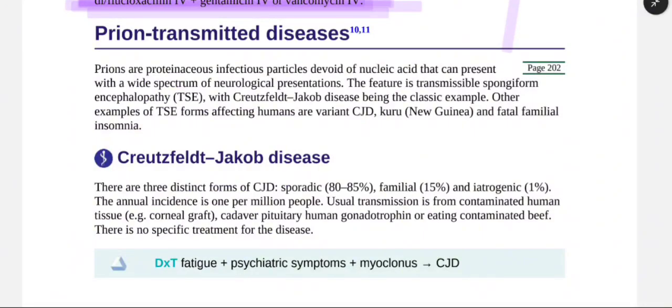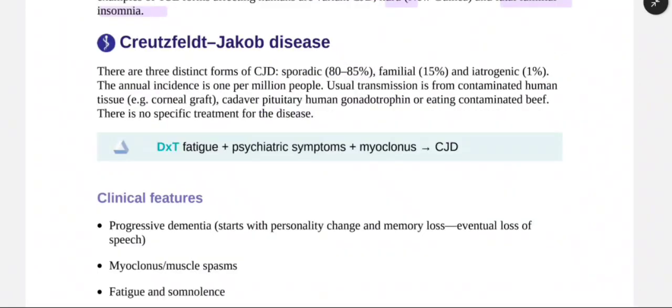Prions are the proteinaceous infectious particles that do not have nucleic acid, right? The classic example is CJD. Other forms could be Kuru, fatal familial insomnia. Creutzfeldt-Jakob disease is an example of a prion disease. Usual transmission is from contaminated human tissue like corneal graft, cadaver, pituitary, human gonadotropin, or eating contaminated beef, right?